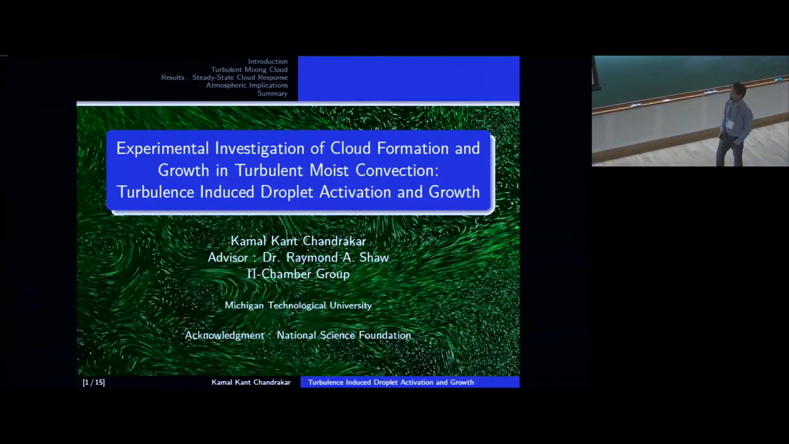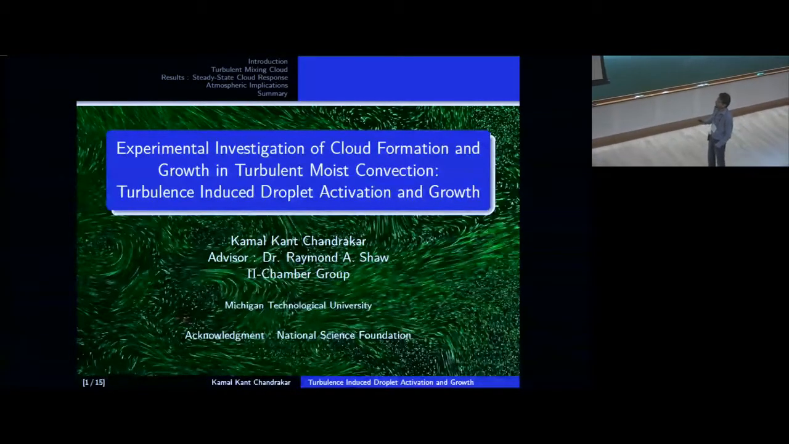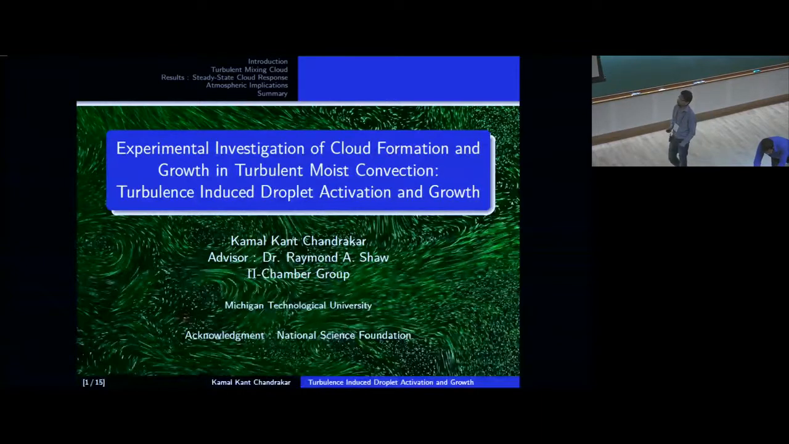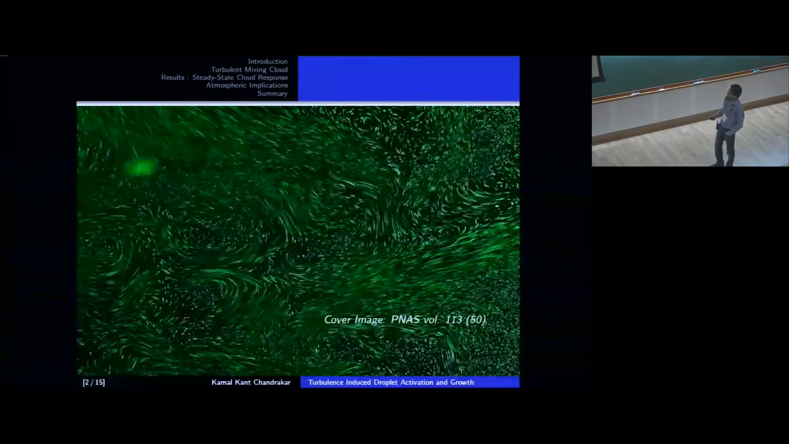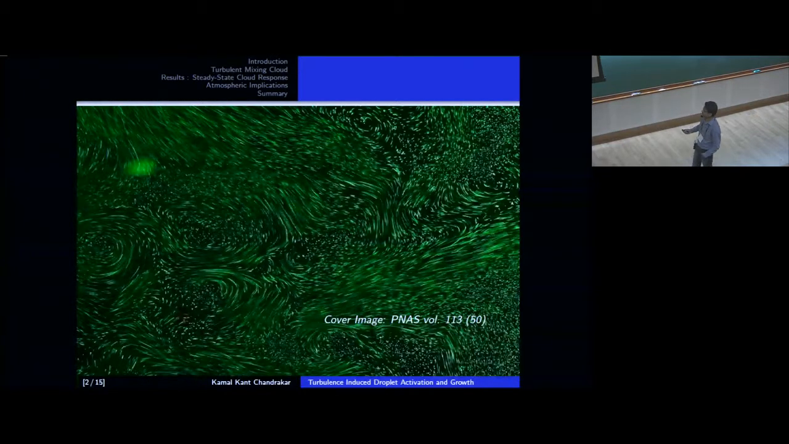I'll be presenting how we make clouds using turbulent Rayleigh-Bénard convection and how we use that as a tool for studying cloud microphysics. The background image here is of cloud droplets in a turbulent field. It's a streak-line image, taken with a high exposure time of the camera, and you can see those nice vertical structures in this turbulent flow field. This is the motivation for studying droplet growth in a turbulent flow environment.